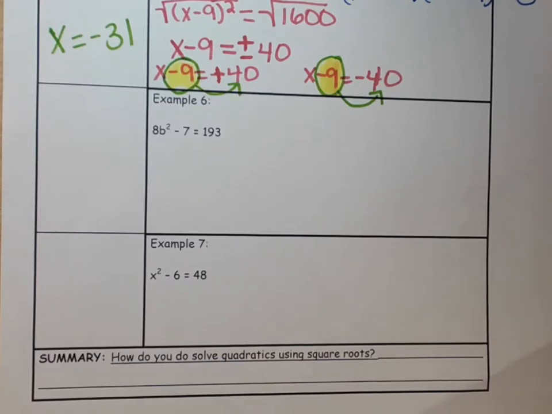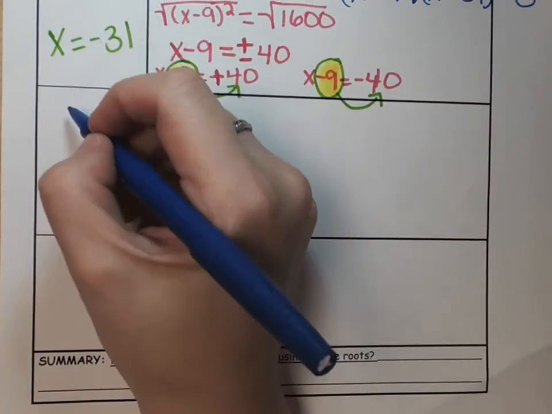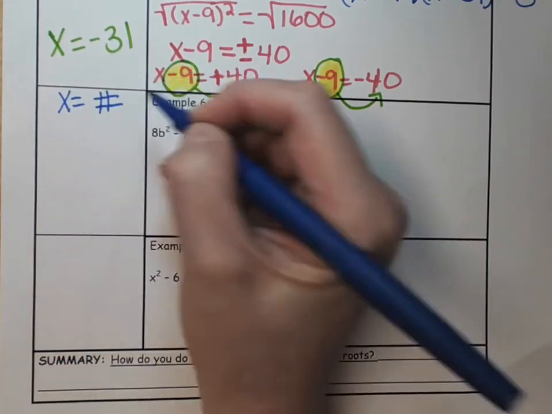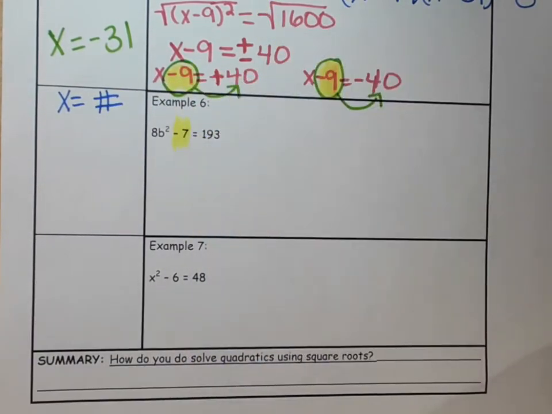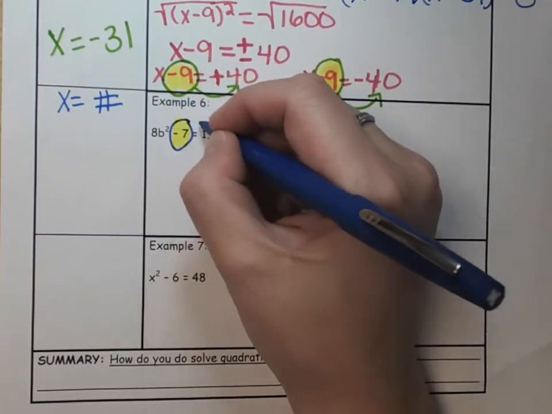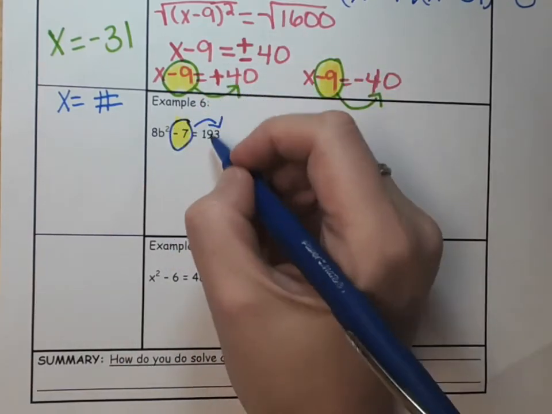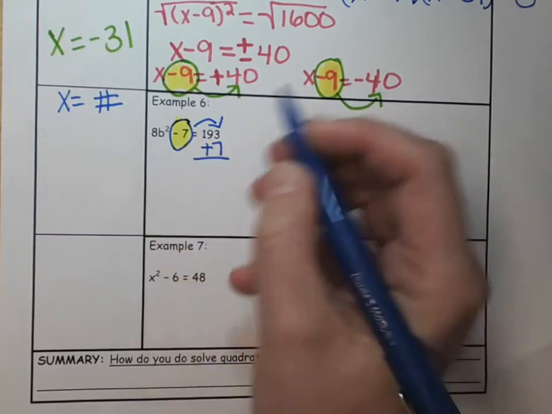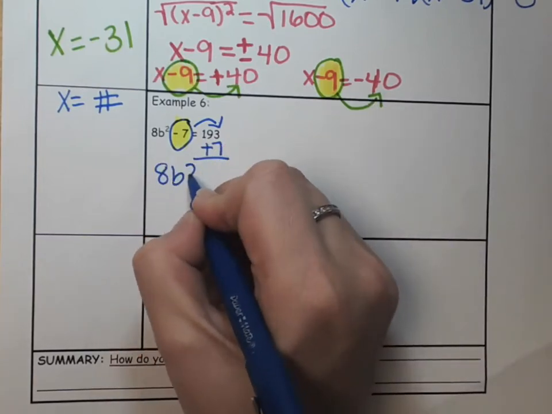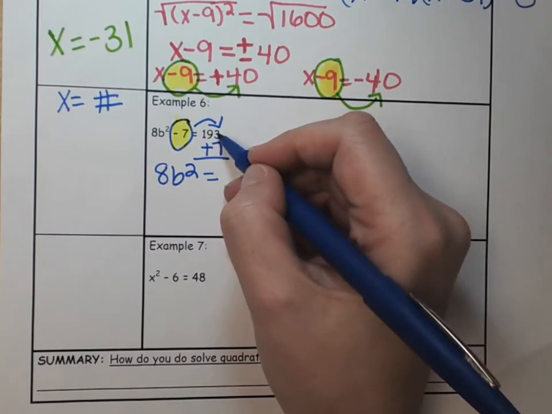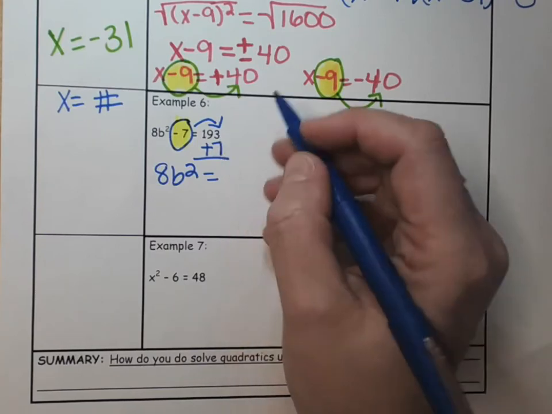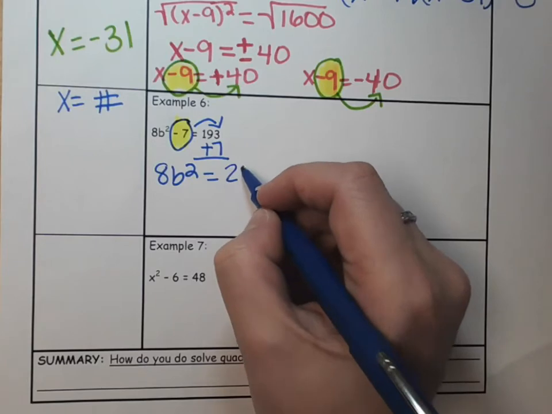Okay, example 6. Remember, letter on one side, number on the other. We've got to move this 7 to the other side. When I move the 7, it becomes a positive 7. So you get 8b squared equals 193 plus 7, which is 200.